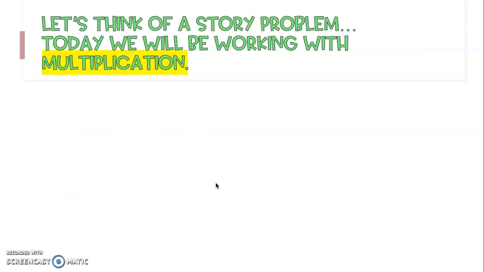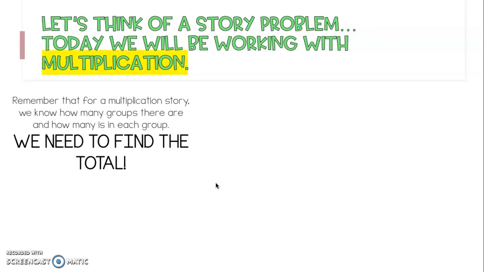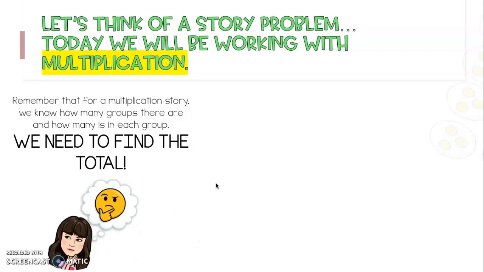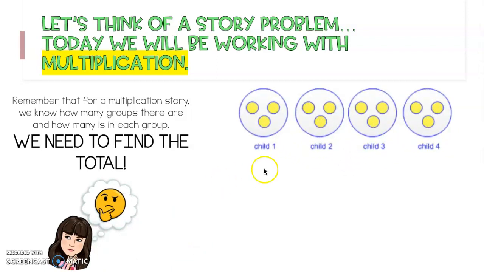So let's think of a story problem. Today we will be working with multiplication. Remember that for a multiplication story, we know how many groups there are and we know how many there are in each group. What we need to ask ourselves is the total. We need to find the total. So I'm going to remember this information as I write my story problem. Here is my model once again. Remember, I know that I have 1, 2, 3, 4 equal groups, and I know that each equal group has 3 objects.